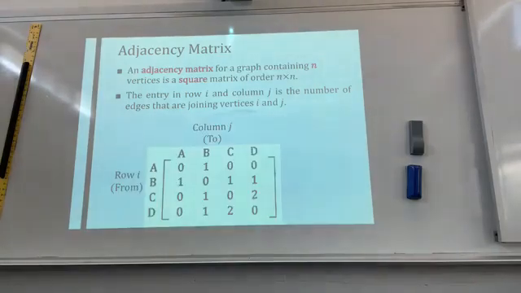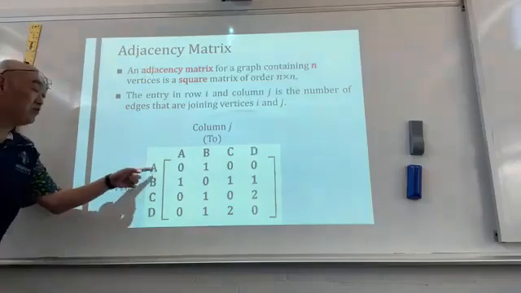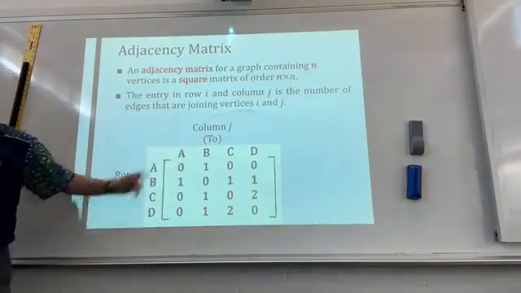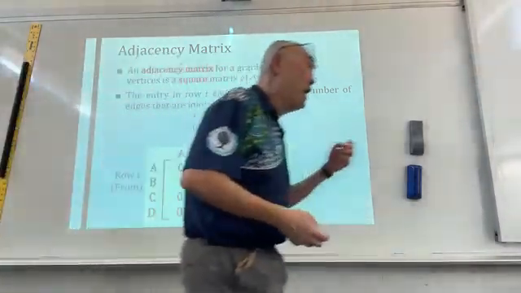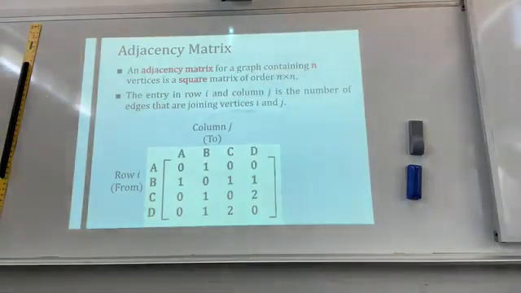Now, the column j, the row i is from. So we are looking from A to A. In this case, there are no edges joining A to A, which means there's no loop. Correct? Because the only way to join A to A is a loop. Right? So we've got an edge from A to B. A to C, there's nothing. A to D, there's nothing. Alright? So this is what you look at. I will explain it step by step now, and how we're going to draw a graph from there.